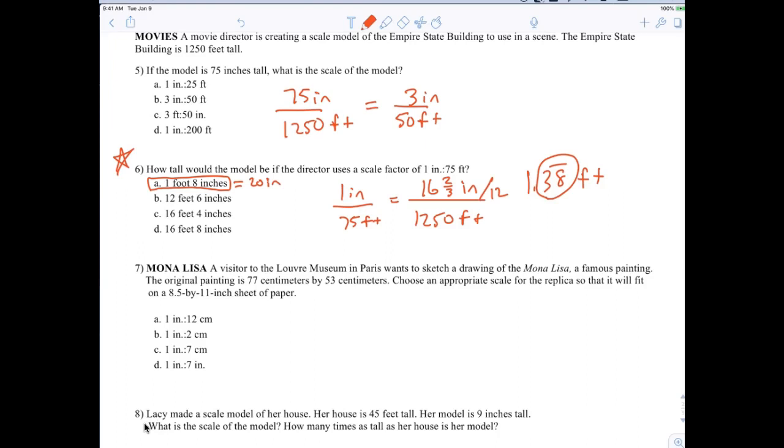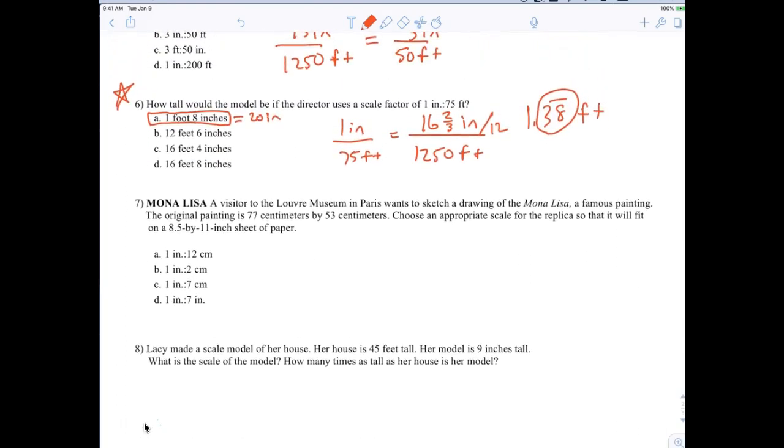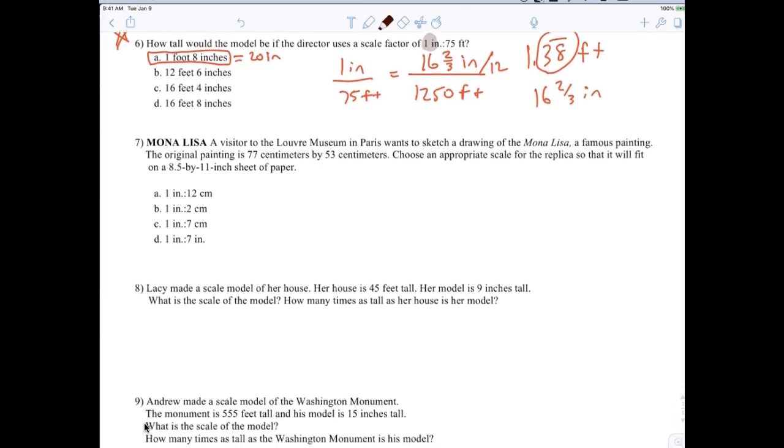All right, let's look at number 7 now. I would just put 16 2/3 inches. I think that would be the best answer. 16 2/3 inches. All right, especially since they have the scale in inches. All right, let's look at number 7 now.